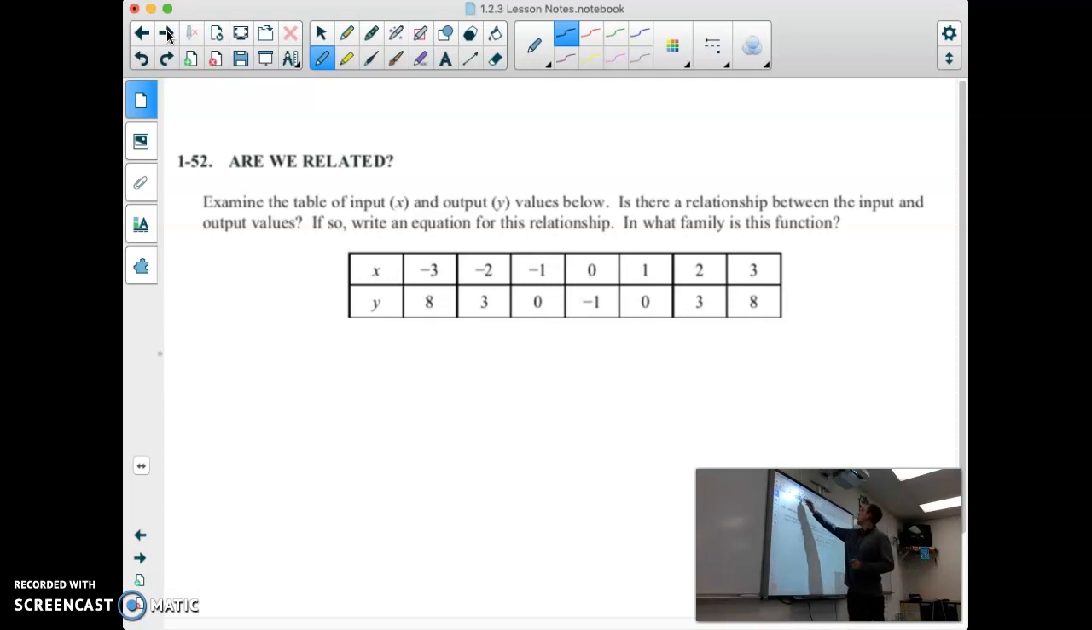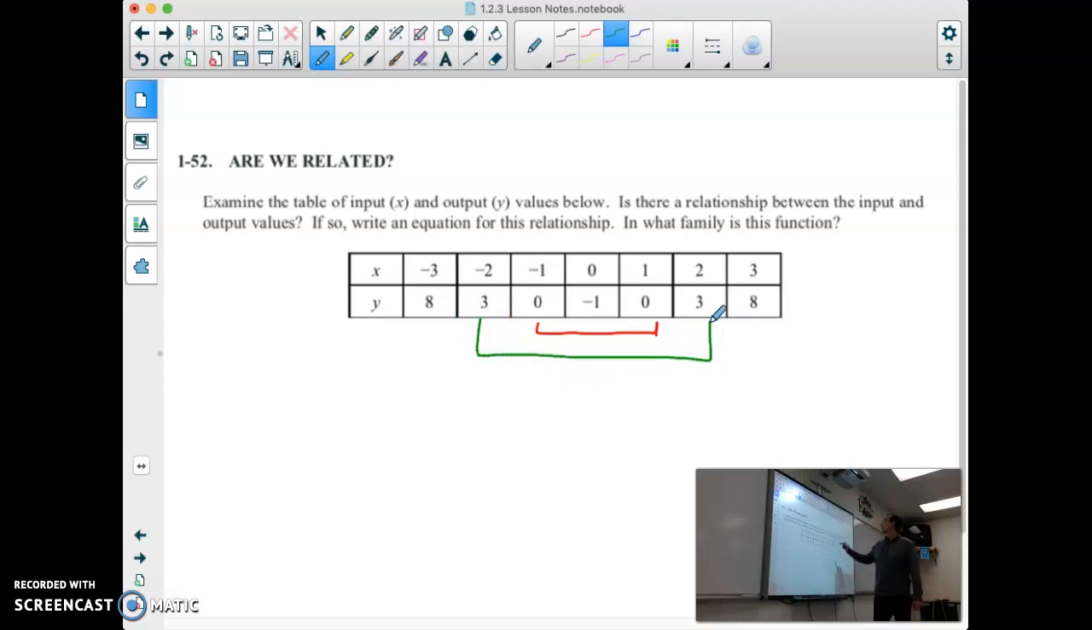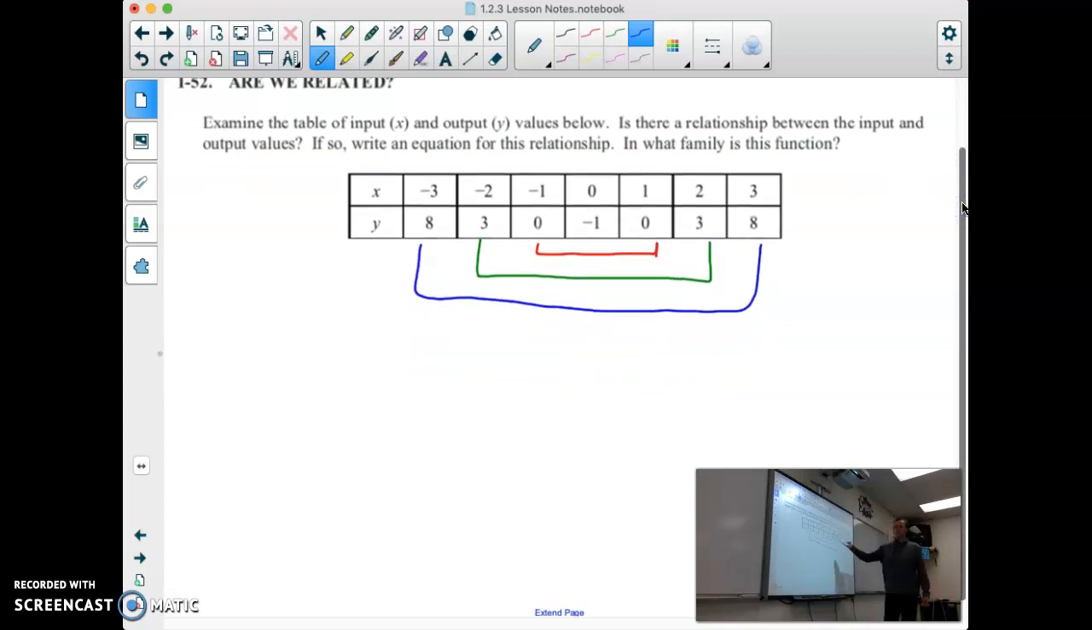So if we take a look here, if we look at our outputs, I think if we look at -1 and 1, those both have the same output. -2 and 2 both have the same output. -3 and 3 also have the same output. So this table looks somewhat symmetrical in a sense. So what that means to me when I'm thinking in a table like this and see something symmetrical, is that this is probably a quadratic function, or something that's going to give us a parabola that looks like that, right?